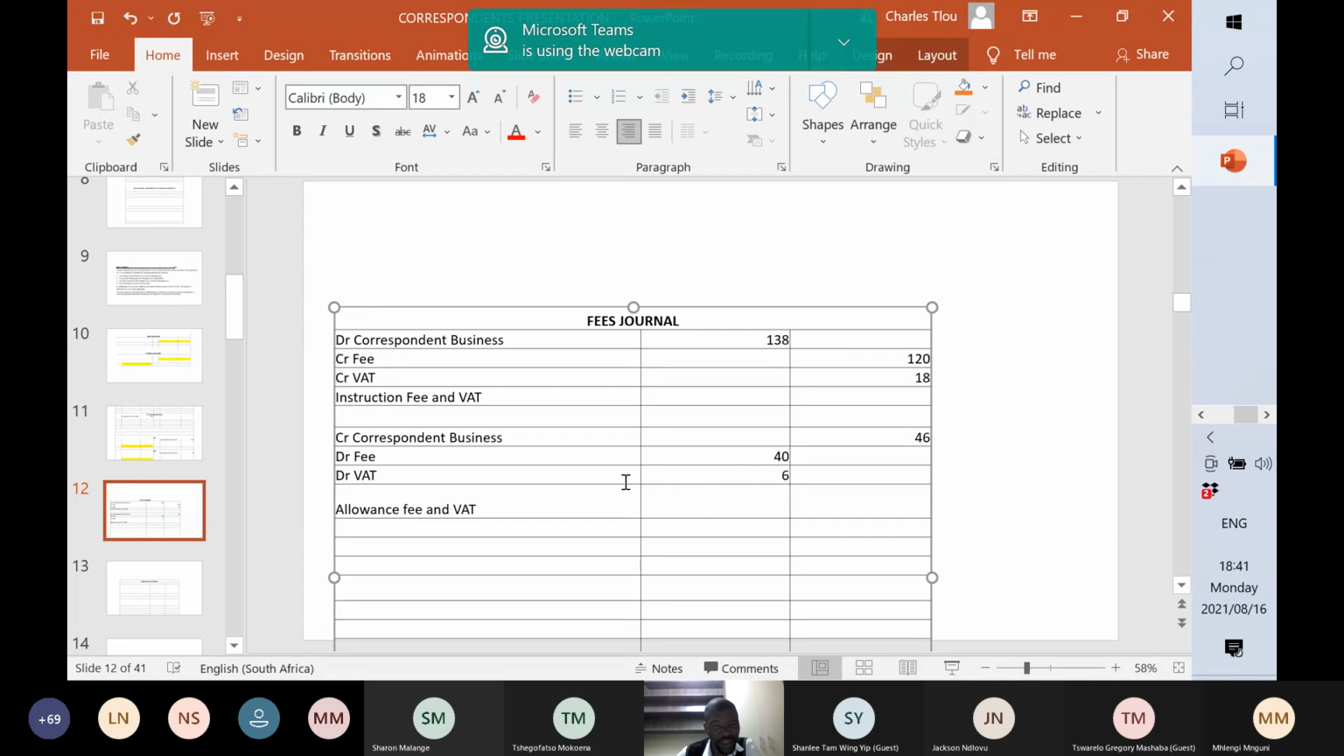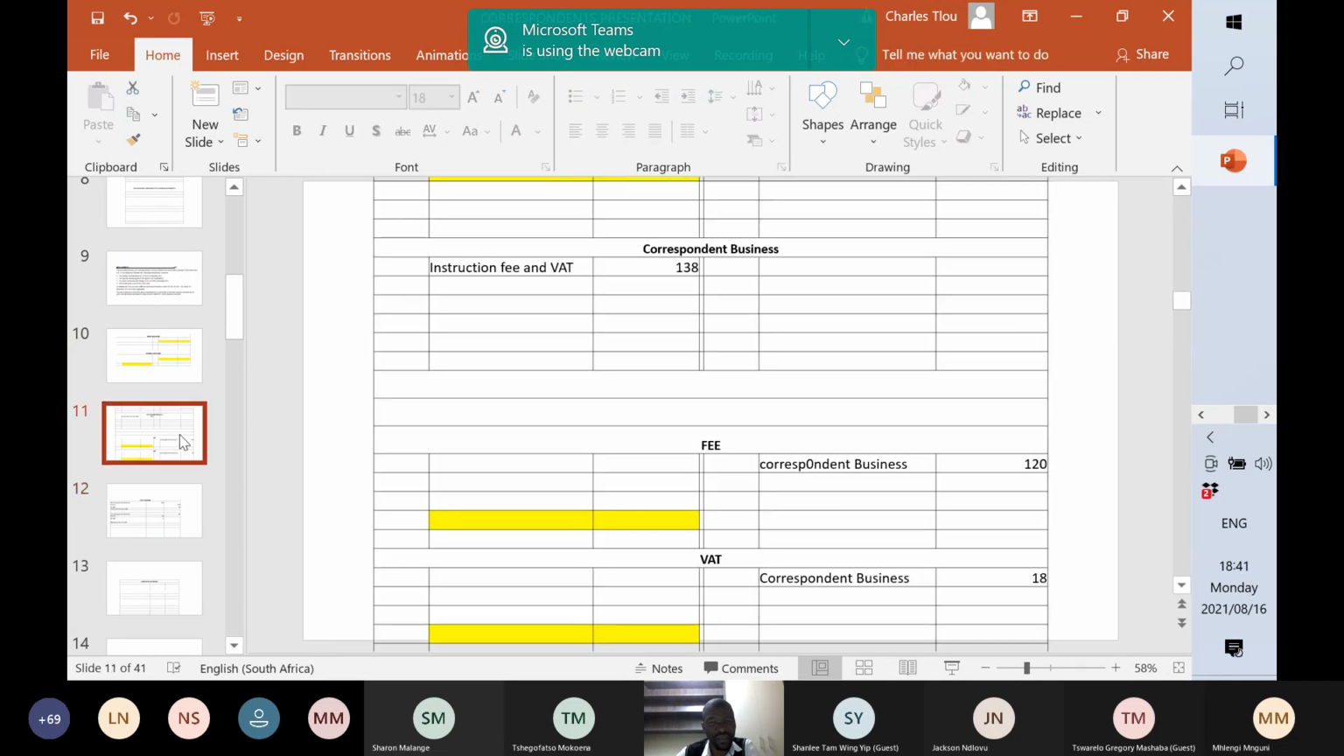Now, as it is in this journal, you post it to your ledgers. Credit correspondent business with 46 rand. Then let's go to the correspondent business and credit it with that 46 rand. This is correspondent business, credit it this side. Then say allowance fee and VAT, that is 46 rand.